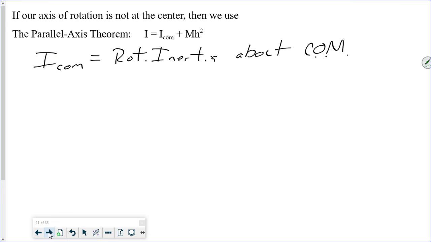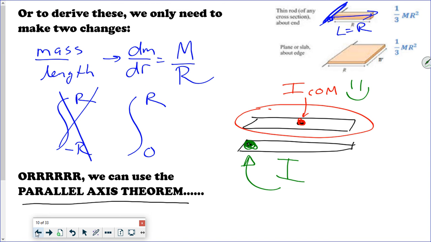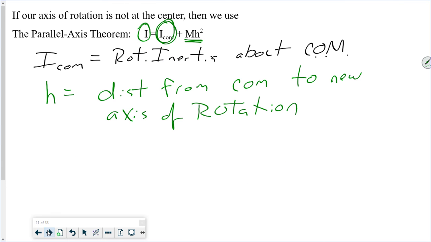And to do that, use the parallel axis theorem, and here's what it says. It says that the I for your object is equal to the rotational inertia about the center of mass plus mh squared, where h equals the distance from your center of mass to your new axis of rotation. So for this example here, the distance from here to here would be h, because that's how far my axis of rotation got moved. It got moved from my center of mass over to this green dot. Green dot. It's a yummy restaurant if you don't know that. All right, so let's do that. Let's calculate. Here's what we know.